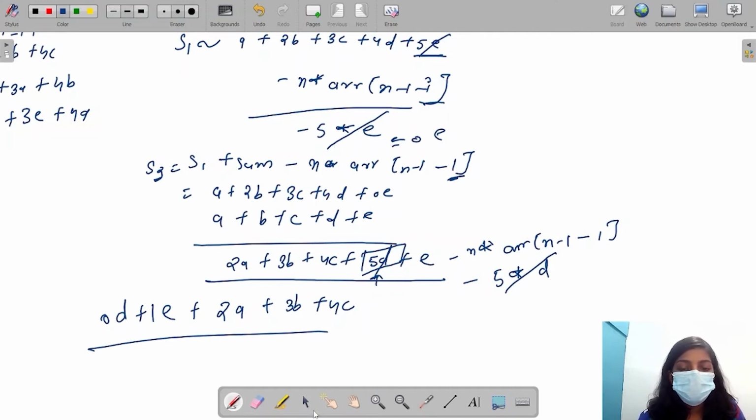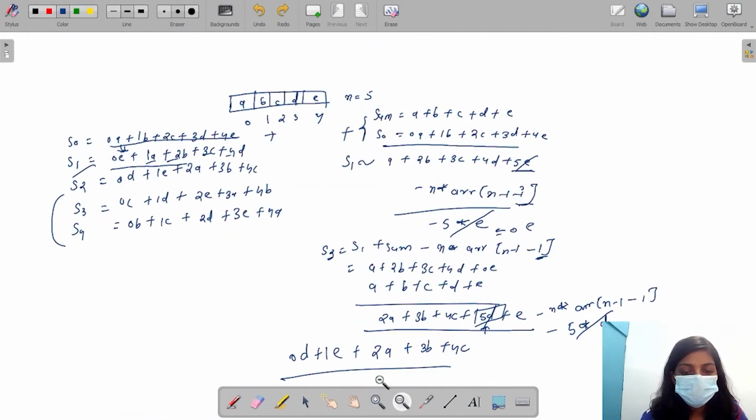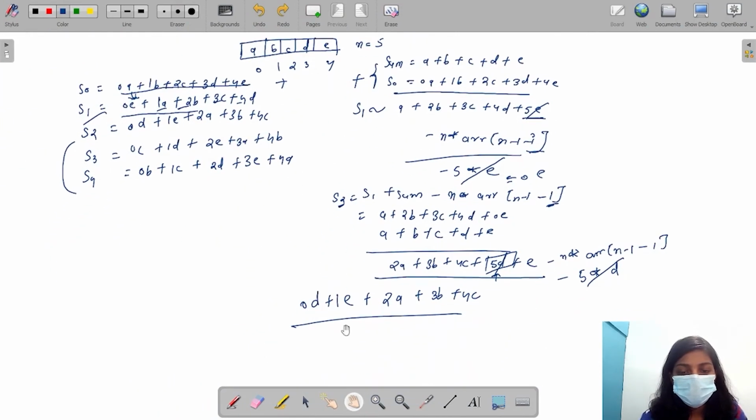So from here we generate a formula, that is to find S of I plus 1. What do we have to do to find S of I plus 1? To find S of I plus 1, we have to add sum to the S of I and subtract n multiplied by ARR of n minus 1 minus I, right? So this is my formula.